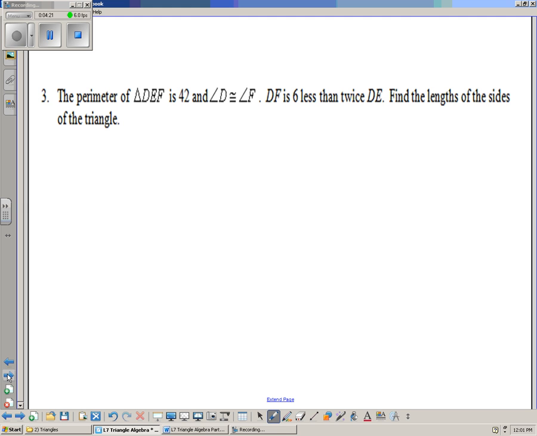Number 3, the perimeter of triangle DEF is 42. And angle D is congruent to angle F. If angle D is congruent to angle F, that means we have an isosceles triangle, which means E is the vertex angle. And it also means that across from angle D, side EF is congruent to the side across angle F, which is DE. So we have 2 congruent sides now.